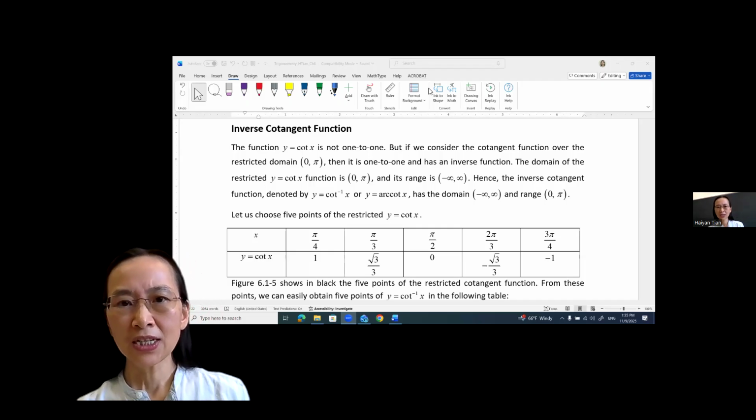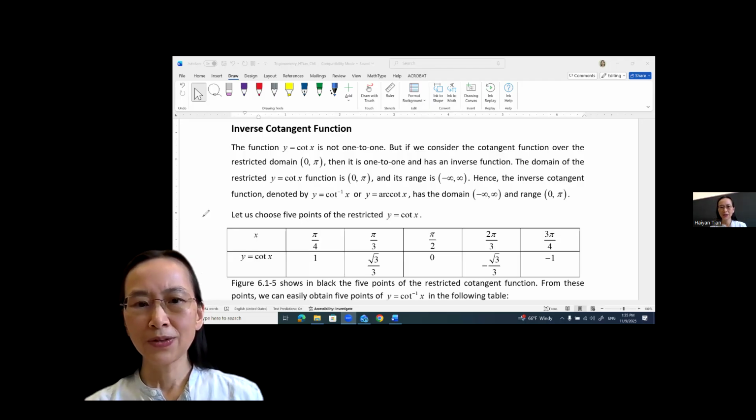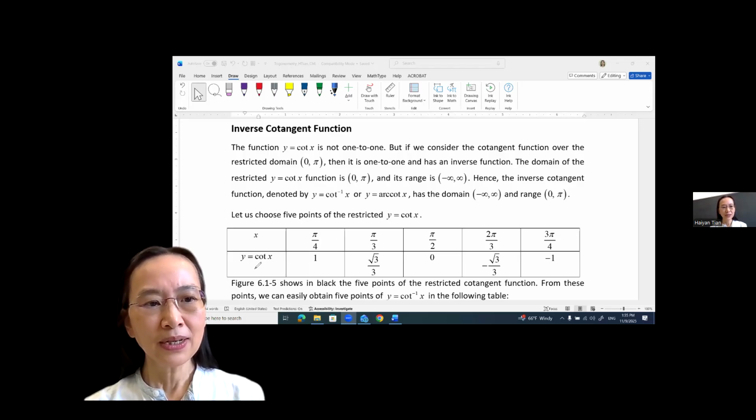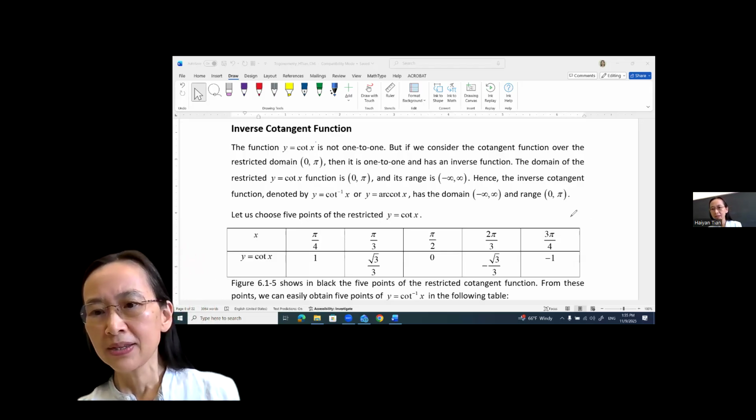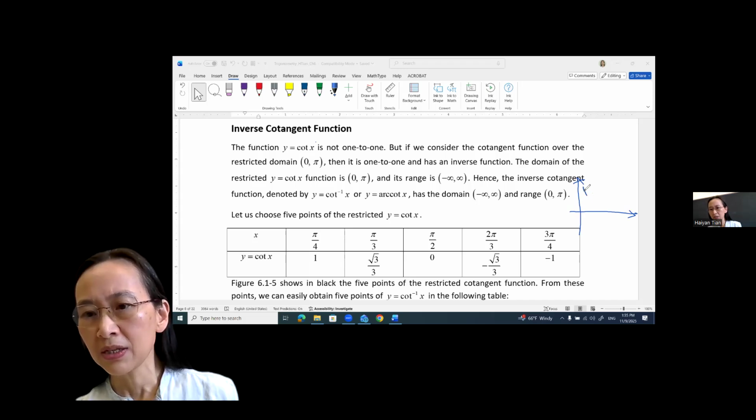The cotangent function is not invertible until we restrict the domain. So look at the cotangent function. We know it is periodic, so it cannot be invertible. So we want to look at a smaller interval such that the function is one-to-one. So let's think: the cotangent function is decreasing from 0 to pi with 2 vertical asymptotes.